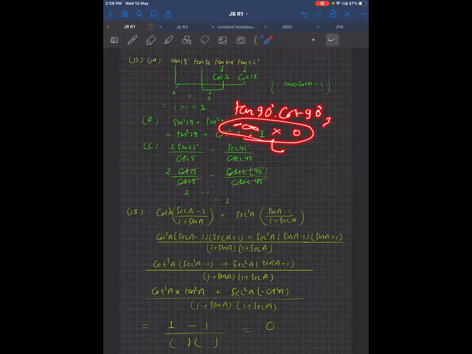Okay, sir. Now, tan theta into cot theta equals 1 does not hold for boundary values like 90, 180, 270. These are not valid where the trigonometric ratio is not defined. And actually at 90 degrees, tan is not defined. Okay, that's all.